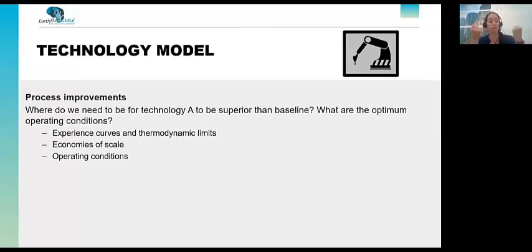The second one is economies of scale. We get better at producing things the more quantity we make, right? So there are different technology parameters that would improve if we look at scaling up. The third one is operating conditions. This could be the energy that is utilized or just changes in the operation that would reduce energy, that would increase efficiency, that would improve yields.